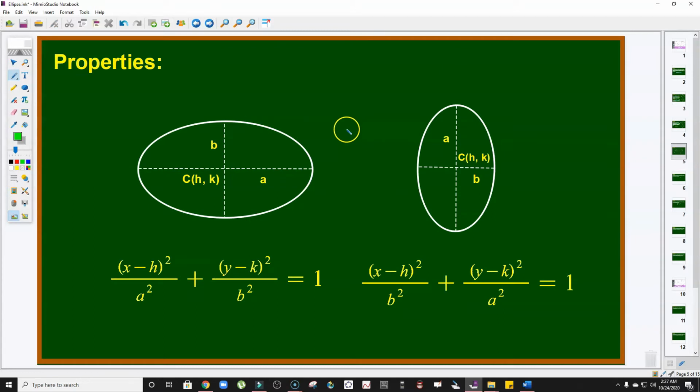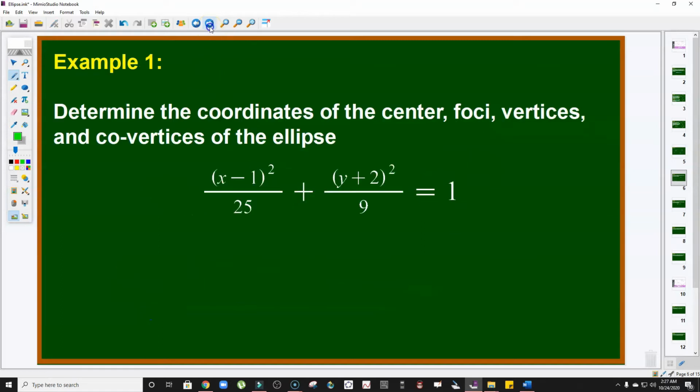Now, as I said earlier, there are two orientations of the ellipse. The first one is where the major axis is horizontal. So we're going to have this equation: (x minus h) squared over a squared plus (y minus k) squared over b squared equals 1. In the event that the major axis is vertical, notice that the denominators just interchange. Take note, our longest is always a. See that? Okay, so let's have examples.